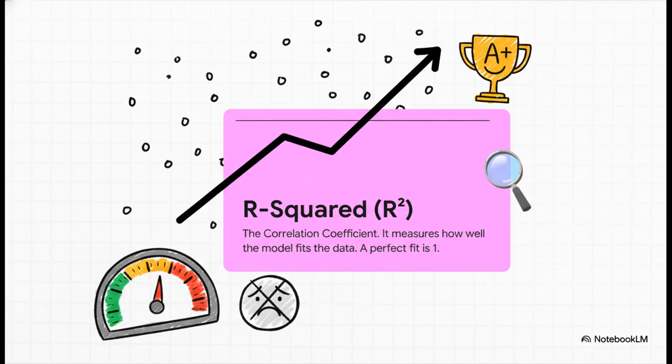Honestly, the easiest way to think about it is like a report card for our model. It's just a single number, from 0 to 1. A 1 is like a perfect A+. It means our line explains the data perfectly. A 0 is a total fail. It's a really simple, powerful grade that tells us how well our model actually fits the real world.